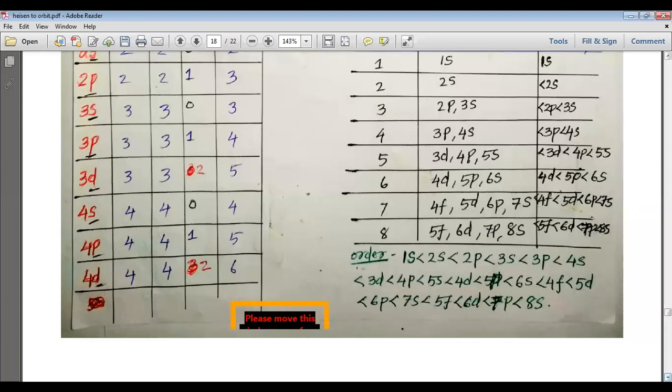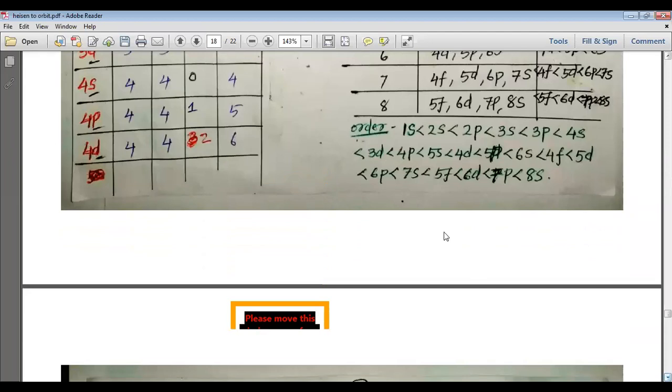Ultimately we can arrange all these orbitals in the increasing order of their energy from the value of n plus l. It is written as 1s, 2s 2p, 3s 3p, 4s 3d 4p, 5s 4d 5p, 6s 4f 5d 6p, 7s 5f 6d 7p, and 8s.